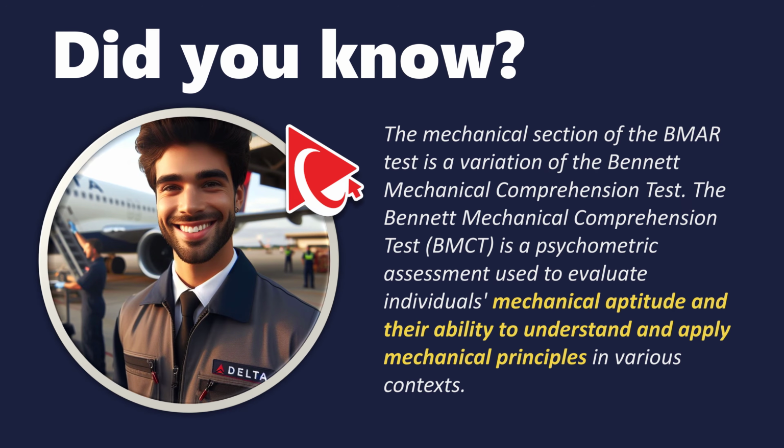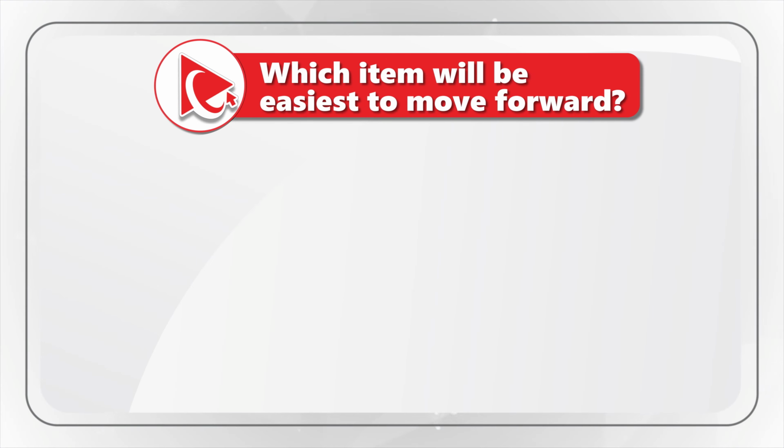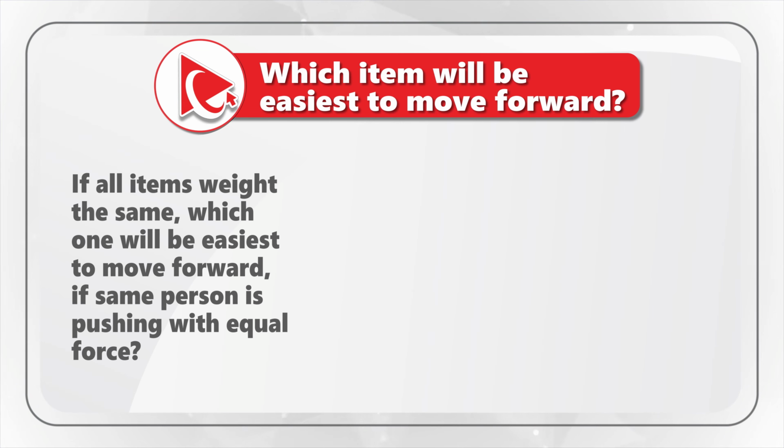Here's an amazing question to test your knowledge of mechanical movement of objects. You're presented with the picture of a person moving the object, and you need to determine if all objects weigh the same, which one will be easiest to move forward if the same person is pushing with equal force. You need to select one out of 4 possible choices.